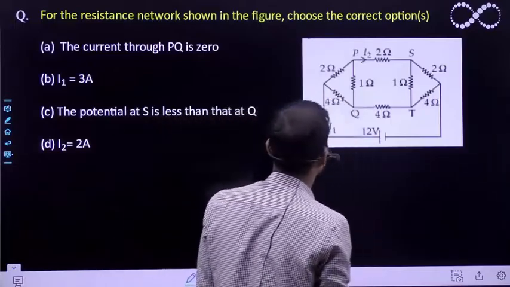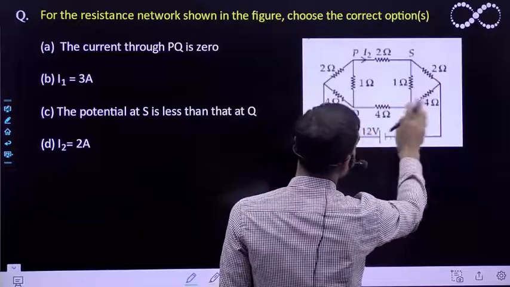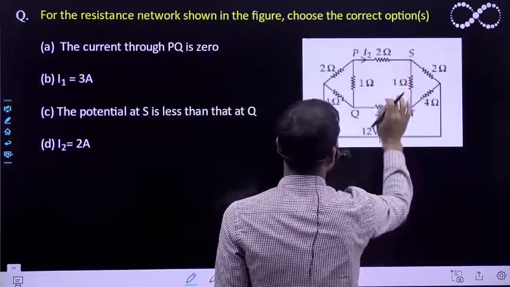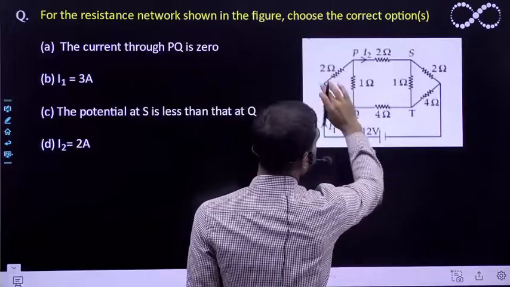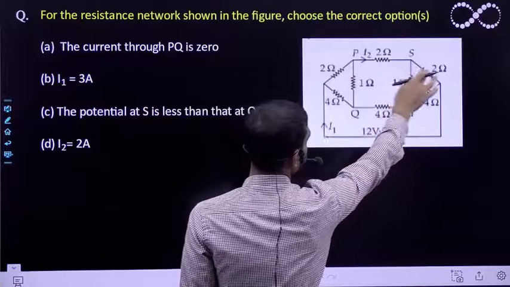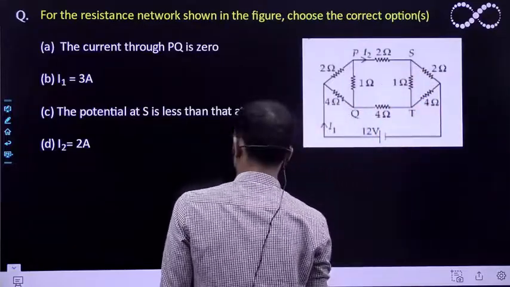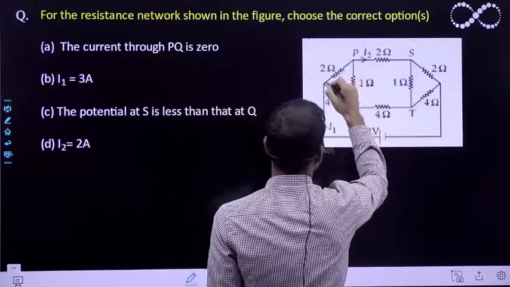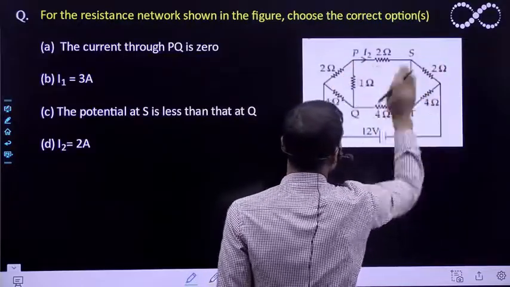Let us solve this circuit now. If you see here, this is 2 ohm, this is 2 ohm, this is 4, this is 4, 1, 1, this is 2 ohm and this is 4 ohm. So I can say this 2 ohm and this 2 ohm are symmetrical, and this 4 ohm and this 4 ohm are symmetrical. So the current on this 2 ohm and the current on this will be same because these two are symmetrical.